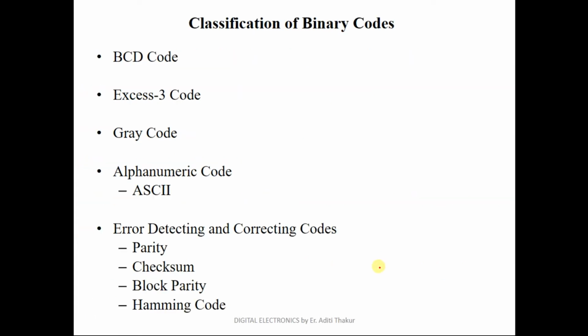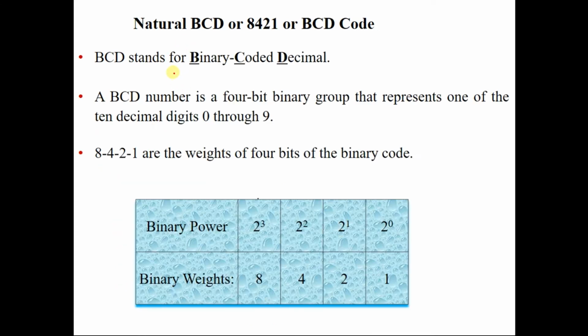So here we go with the classification of the binary codes. We will study BCD code, XS3 code, gray code, alphanumeric code and error detecting and correcting codes, in which parity, checksum, block parity and Hamming code will exist. But in this lecture, we will only concentrate on the first one, which is the BCD code.